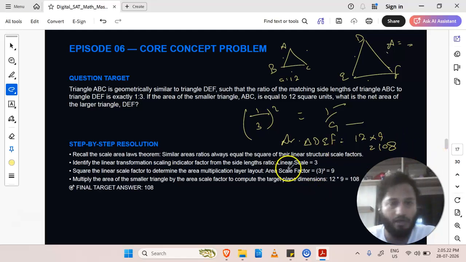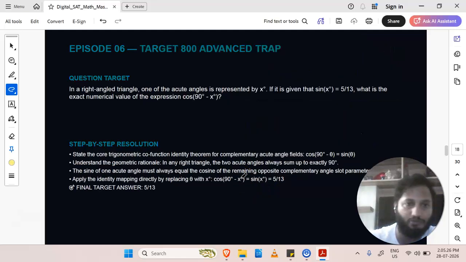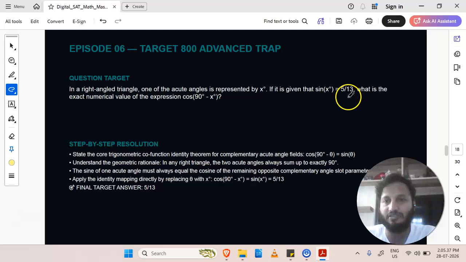Got it? So coming to the next question, this is the next one. Now what does it say? In a right triangle, one of the acute angles is represented by x degrees. It is given that sine x is 5 by 13. What is the exact numerical value of the expression cos(90 - x)?